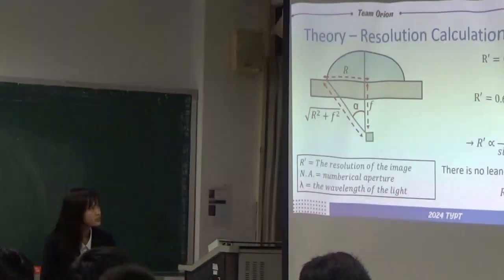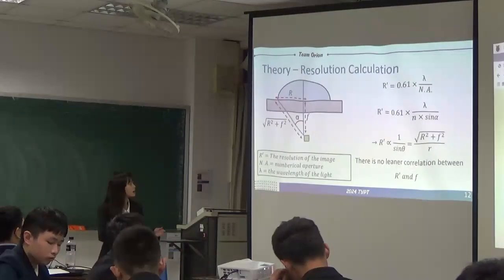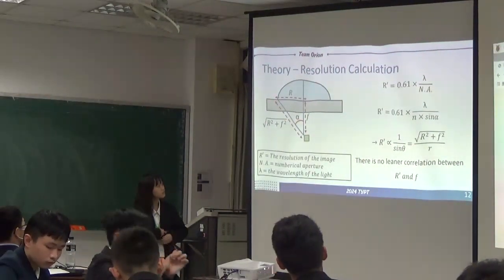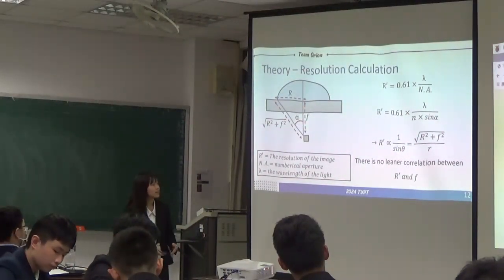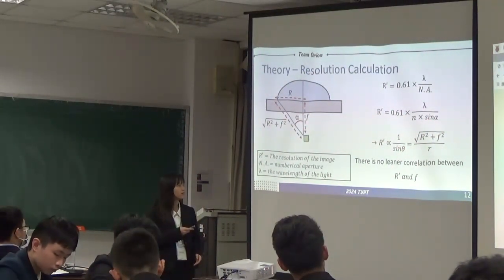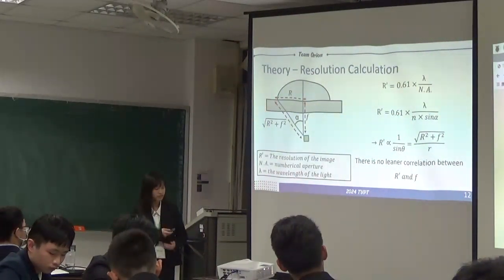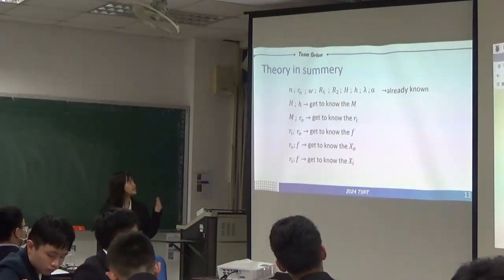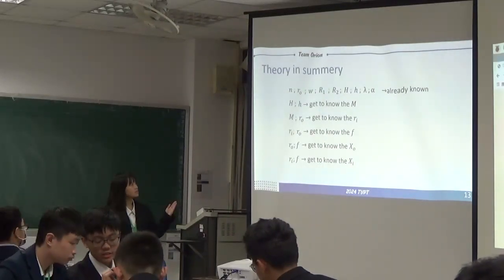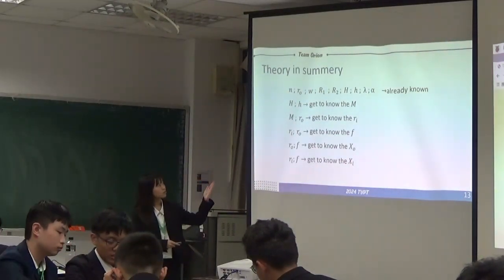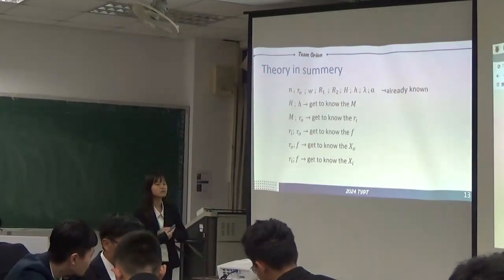Then is the resolution calculation. Here, R means the resolution of the image. N.A. is the numerical aperture, and lambda is the wavelength of the light. And here, according to the equation, we can find there is no clear correlation between R prime and the focal length. So theory in summary, the above list including n, R_O, W, big R1, big R2, big H, small h, lambda, and alpha. That is what we already know.